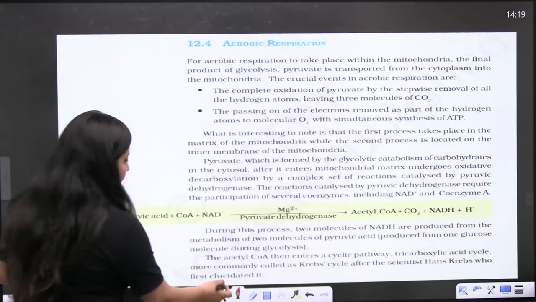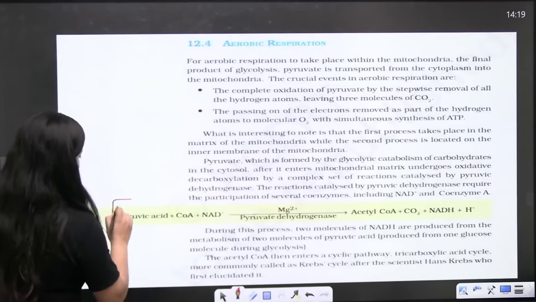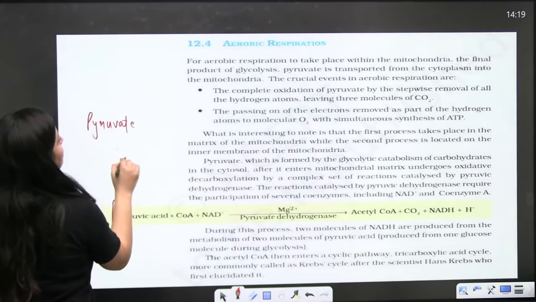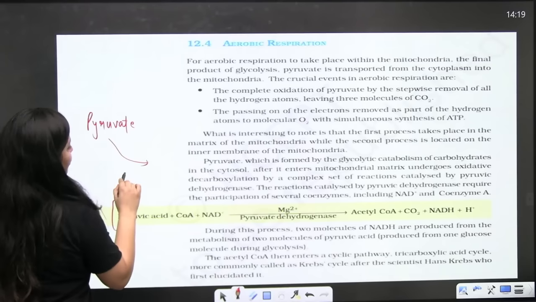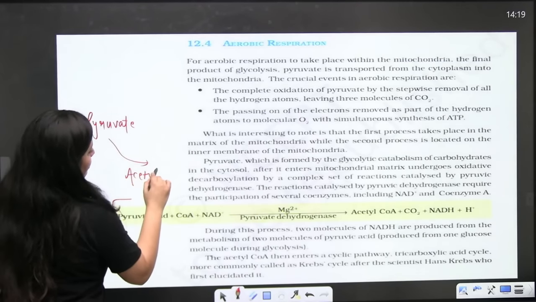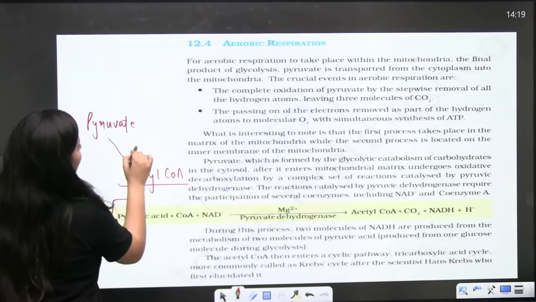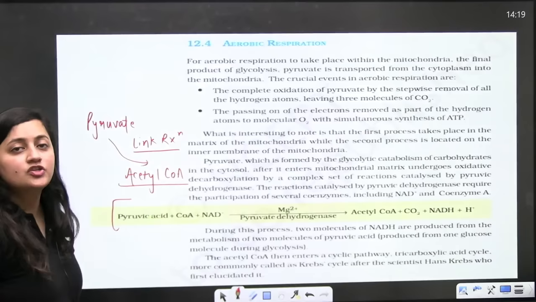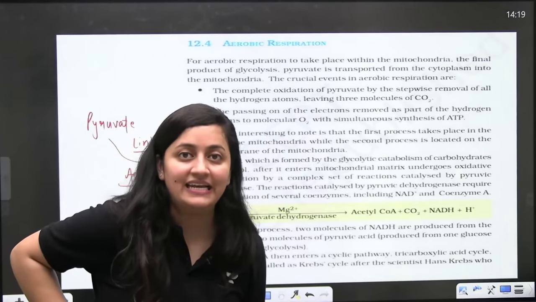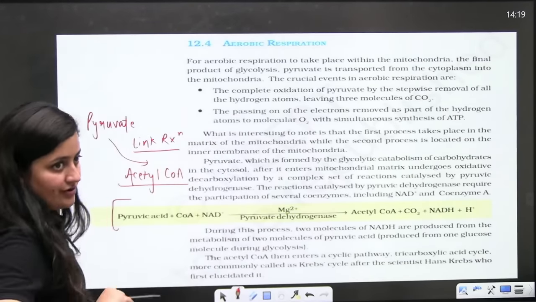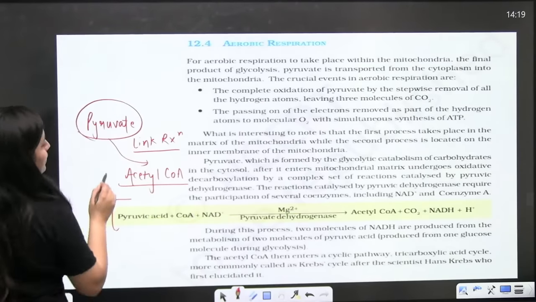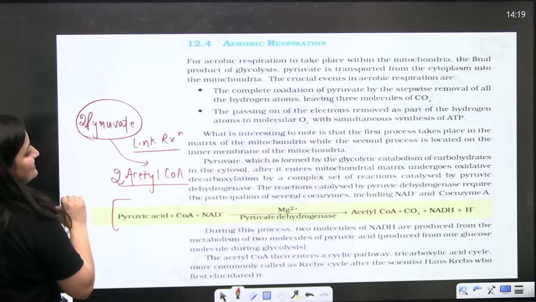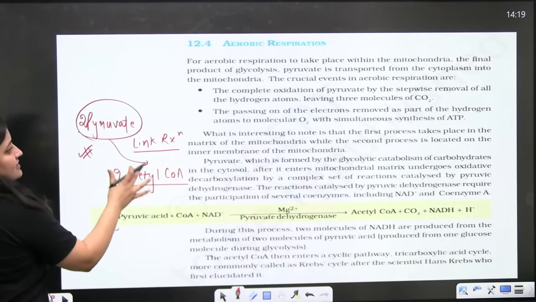Now, if it is the Krebs cycle, you know that we need to convert our pyruvate into acetyl coenzyme A, which is the link reaction, the transition reaction. So pyruvate will be converted to acetyl coenzyme A. We have two pyruvate, so we'll have two acetyl coenzyme A, so this reaction will occur two times.